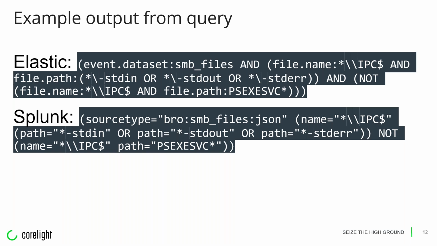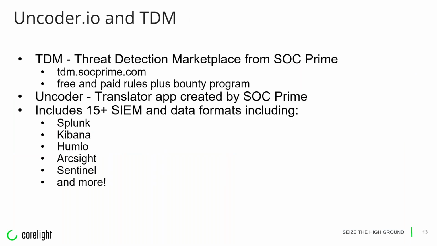But when you start getting up to many rules, or want to translate a whole bunch of more complicated queries than this one, it could be a little daunting, right? So having something like Sigma is pretty fantastic for a number of reasons. There are a number of tools that help. The threat detection marketplace from SOC Prime is one of the go-to places for Sigma rules at this point, and the website is listed there. They've got a whole set of free content. They also have paid rules, and a pretty cool bounty program where people can write rules for specific SIEMs or for Sigma and get paid for them, which is cool.